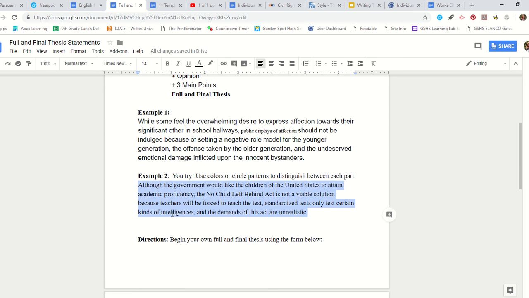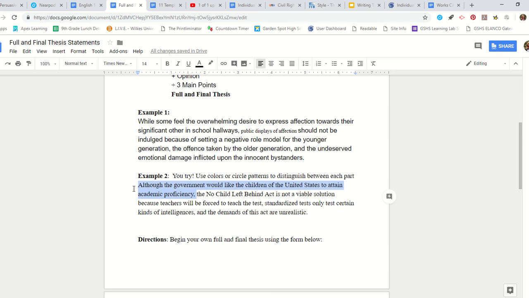Here we go. Although the government would like the children of the United States to attain academic proficiency, the No Child Left Behind Act is not a viable solution because teachers will be forced to teach the test. Standardized tests only test certain kinds of intelligences, and the demands of this act are unrealistic.